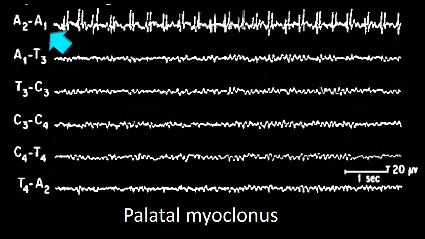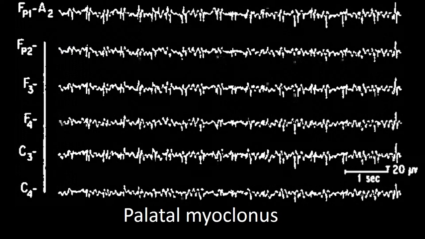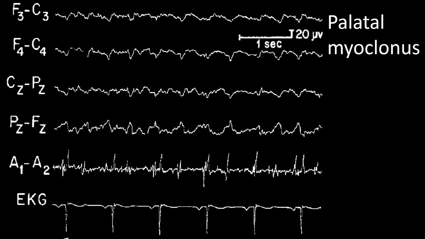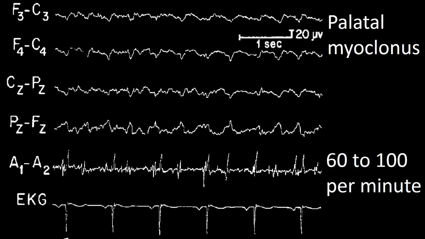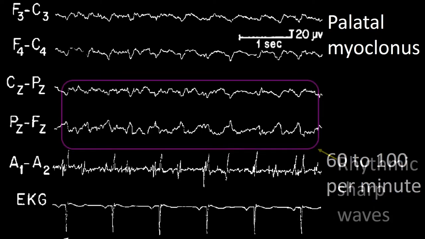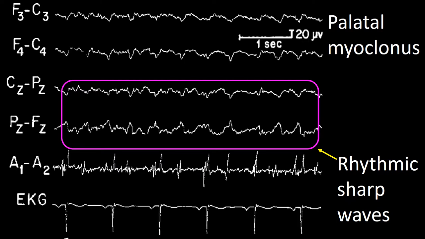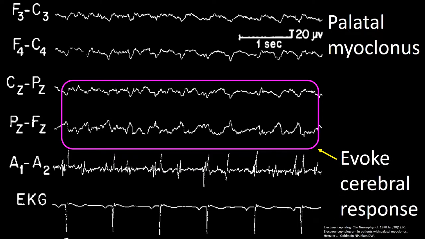This is an example of palatal myoclonus. It is best seen using ear-to-ear derivations or using an ear as a reference. This epoch shows several interesting features of palatal myoclonus. Among these features are their presence in the ear-to-ear derivation, their regular occurrence at 60 to 100 beats per minute, but its most interesting feature is their association with rhythmic midline sharp waves and the fact that these sharp waves are cerebral evoked potentials.